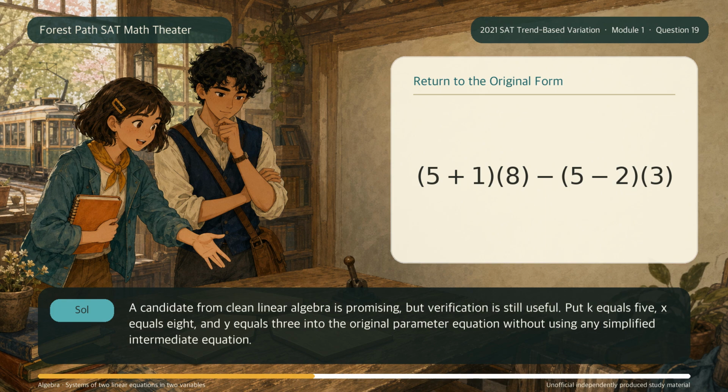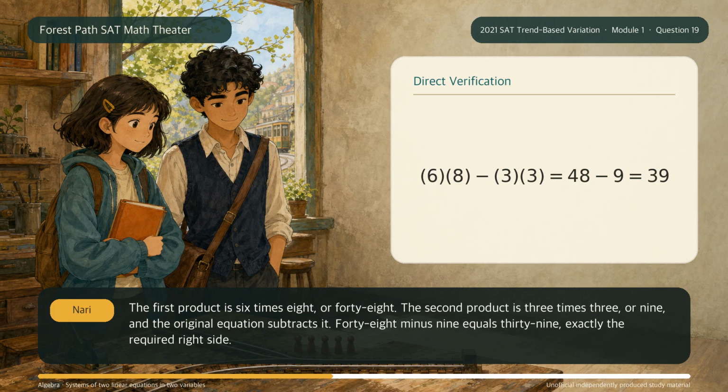A candidate from clean linear algebra is promising, but verification is still useful. Put k equals 5, x equals 8, and y equals 3 into the original parameter equation without using any simplified intermediate equation. The first product is 6 times 8, or 48. The second product is 3 times 3, or 9, and the original equation subtracts it. 48 minus 9 equals 39, exactly the required right side.